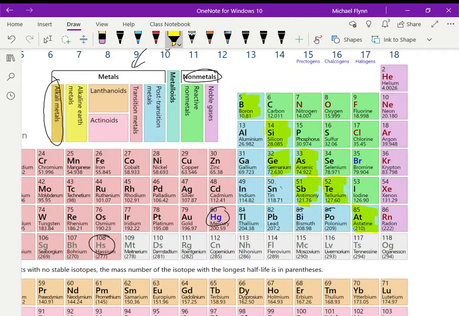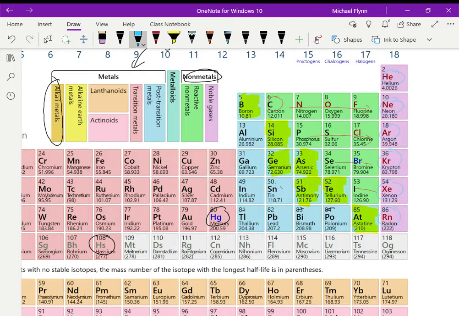So starting with carbon, and going all the way across here, these are all reactive nonmetals. Hydrogen would be, I guess, on this periodic table anyway, included in that list. And then finally, the last column, these are all nonmetals too. The last column are noble gases: helium, neon, argon, krypton, xenon, and radon. These are all the noble gases on the periodic table. Okay. So there you go.